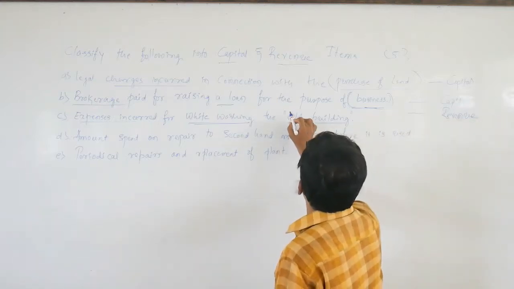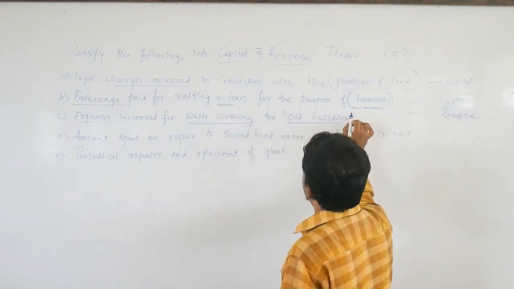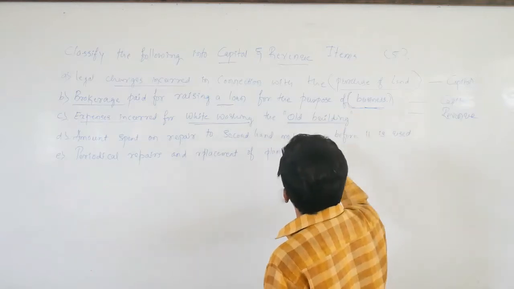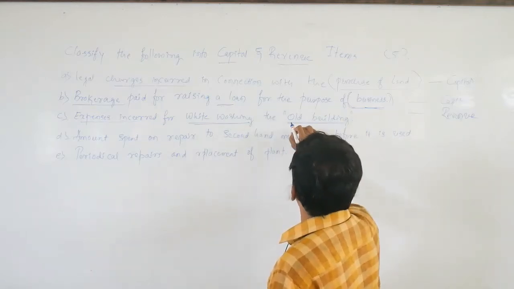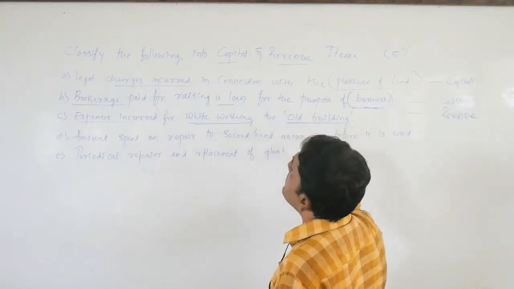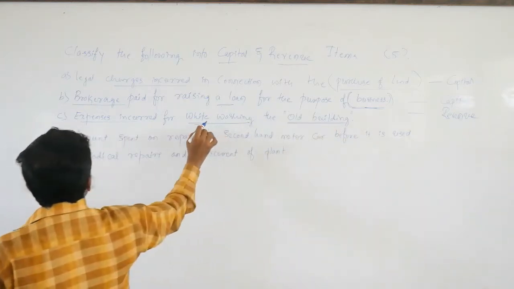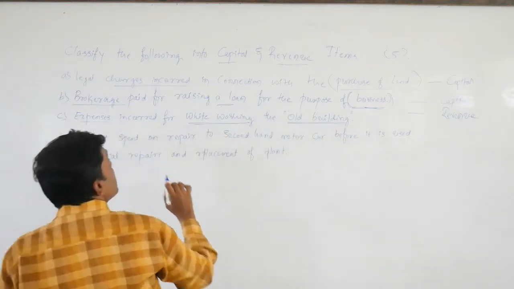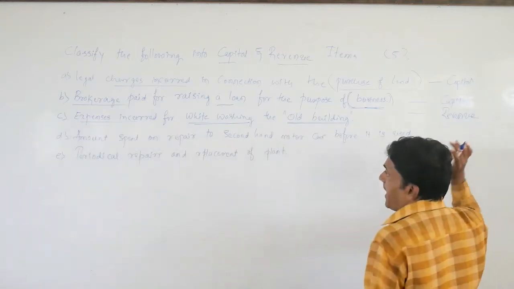So the term old building is important, so that we are already existing in this building. That is the reason it is called old building. Every year we are whitewashing it. That expense incurred is treated as revenue expenditure.